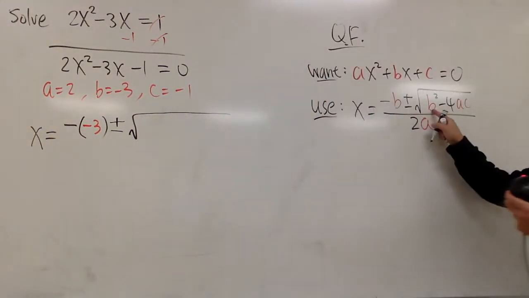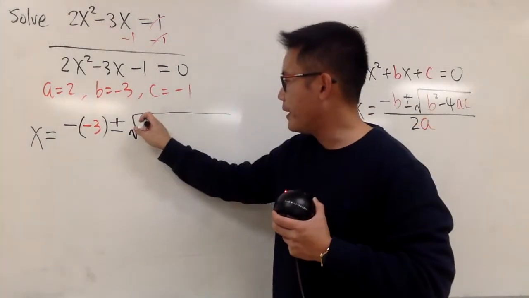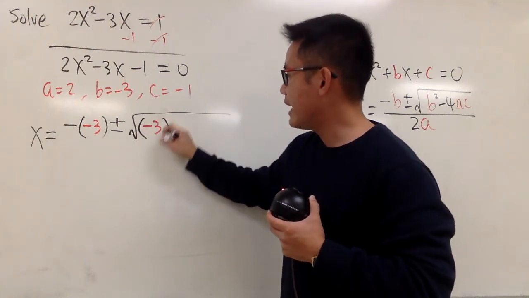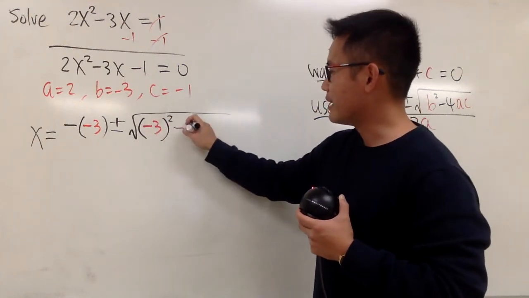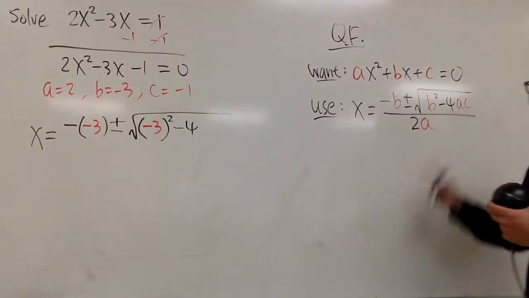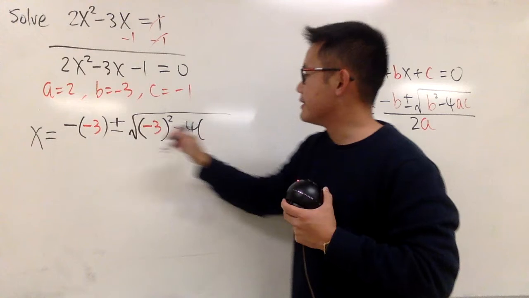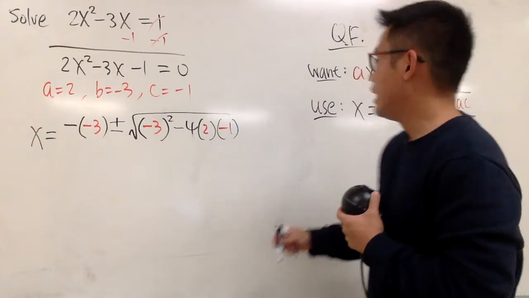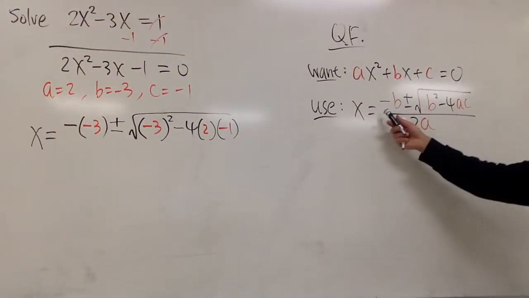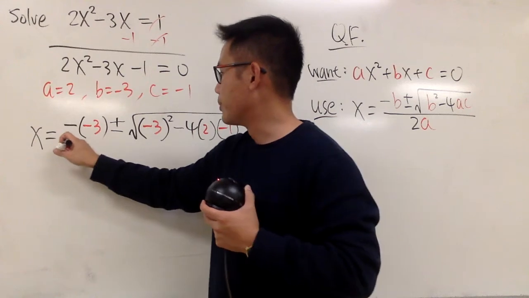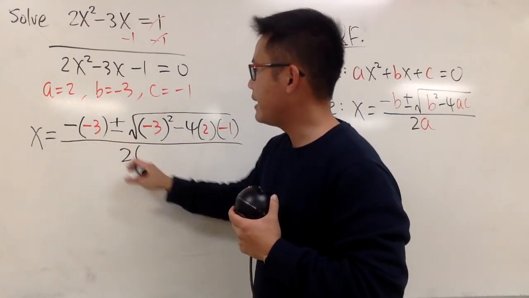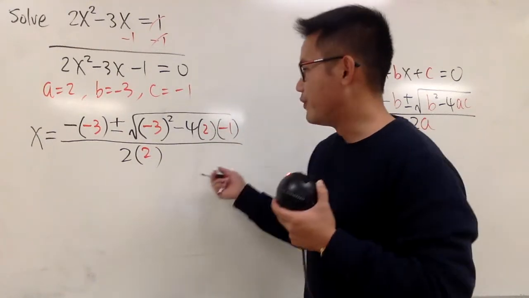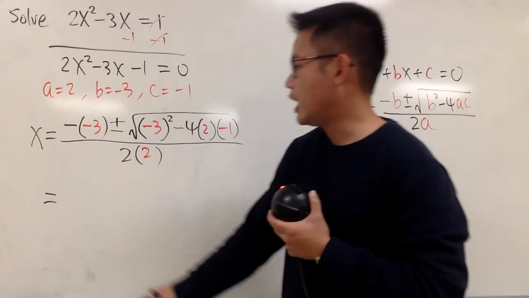Inside, first of all, we have b squared. To do that, be sure you open the parentheses, and then you write down the negative 3 inside, and then you square that. And then you put down the minus 4 from the formula. And then multiply a and c. A is 2, and c is negative 1, like this. And on the denominator, we have all over 2a. So I put this all over 2 times a, which is the 2 over there. So now this is a setup. To finish this, we can just work out the computations, and we will be done.